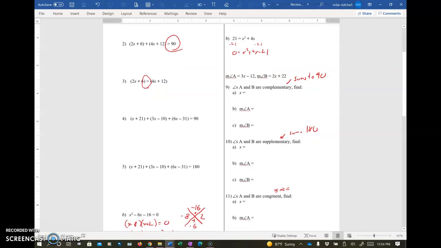So for this one, A and B are complementary. That means measure of A, you don't have to write this part, but you do need to think it, equals 90. So that's going to mean 3x minus 12 plus 2x plus 22 equals 90. Solve it. 3x and 2x is 5x. Minus 12 and 22, that gives me plus 10 equals 90. Minus 10, minus 10.